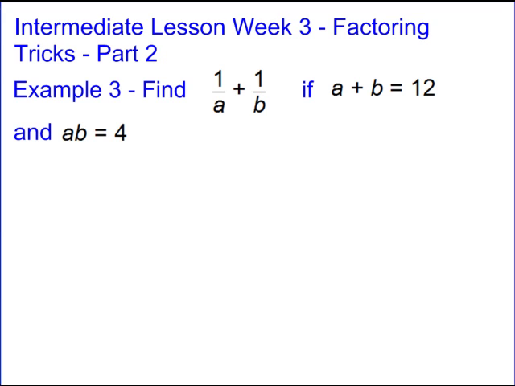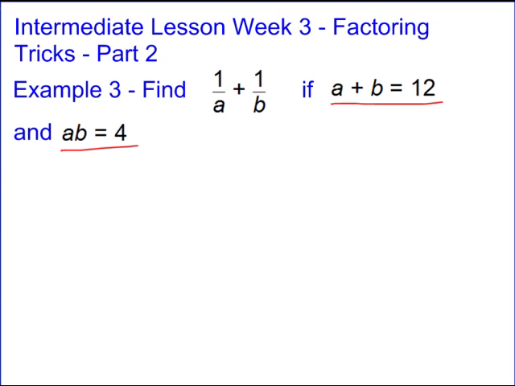Here's some more problems that have to do with factoring and just manipulation of specific algebraic principles to allow us to solve some problems. This is a good one that comes up quite a bit, and it says find 1 over a plus 1 over b if a plus b equals 12 and a times b equals 4. Well, when you are doing this one, you might be tempted to try to solve the algebraic system of equations, a times b equals 4 and a plus b equals 12.